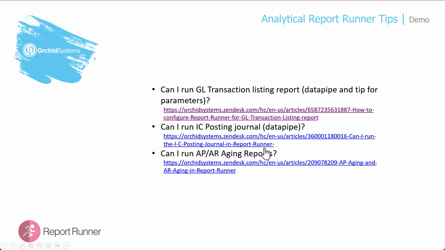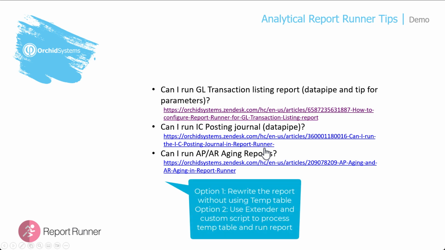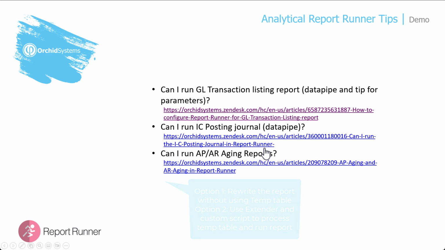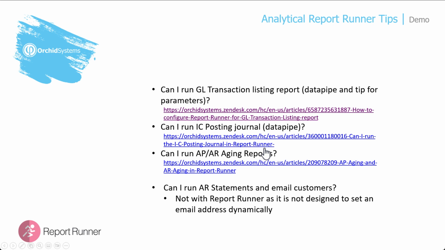For AP and AR aging, we are including as part of Report Runner some reports that redo the aging without using the temporary table. For other reports that use a temporary table, you have two options. One is to rewrite the report yourself without the temporary table, if that's possible, or use Extender in a custom script instead of Report Runner to process the data to the temp table and then refresh the report. We have done this for various clients, for example, for the Pacific Tech Audit Logger report and for the Funds Availability report.